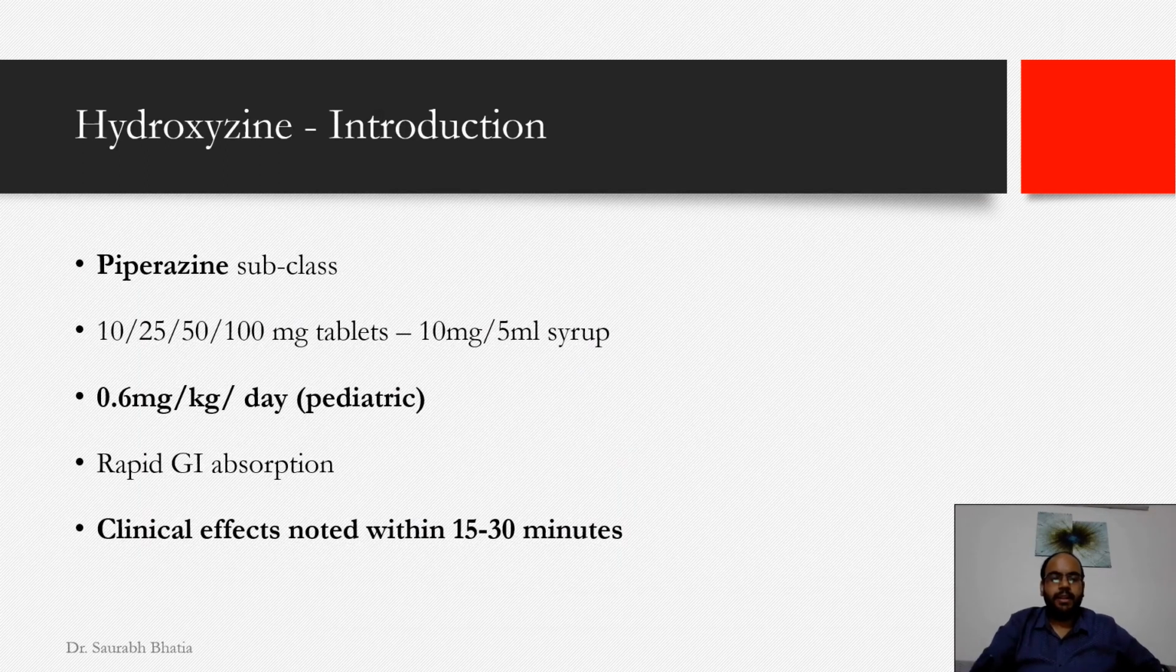Now let's discuss individual agents very quickly. We will not spend much time. It will be very fast in this. First is hydroxyzine, which we know by the name of Atarax. It's from the piperazine subclass.